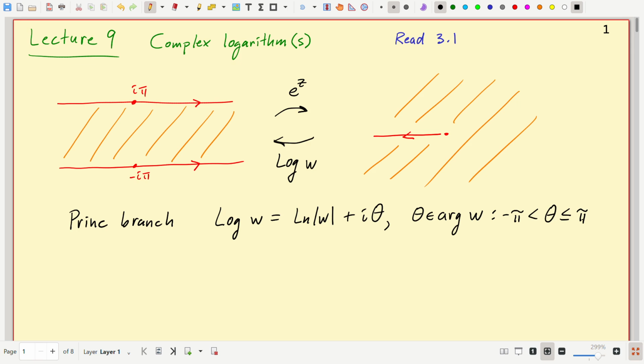Question? The capital L log is principal log, right? Principal log, yeah, that's my convention. I think the book follows that convention too, that a capital L is the principal branch.